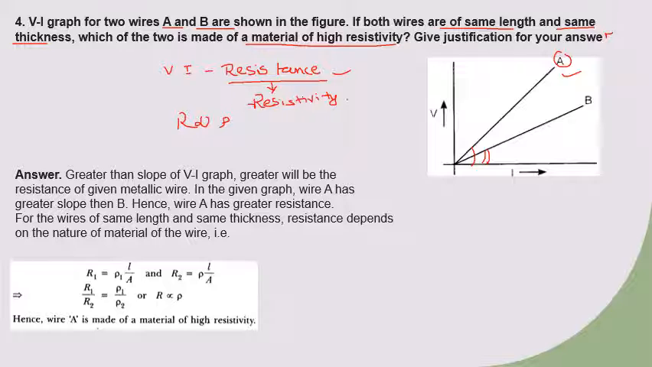So if I take the resistance of the wire R1, which is rho 1 L upon A, and the resistance of the wire R2, which is rho 2 L upon A, and I find the ratio of R1 upon R2, the L upon A definitely gets cancelled. I'll be left with rho 1 upon rho 2. So by this we can find that resistance is proportional to the resistivity. Hence, wire A is made up of material of high resistivity.